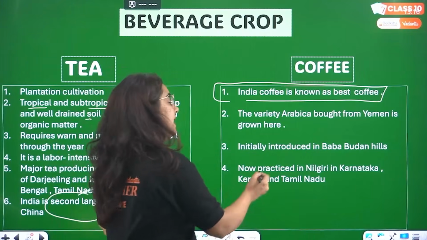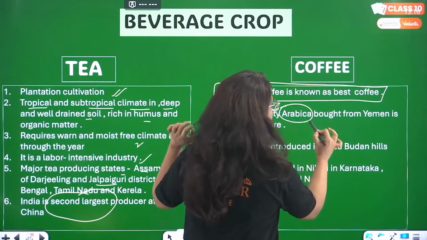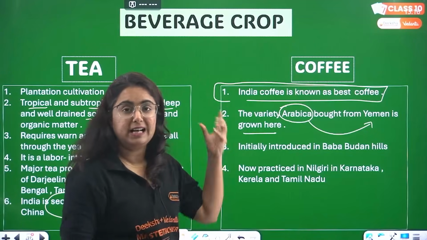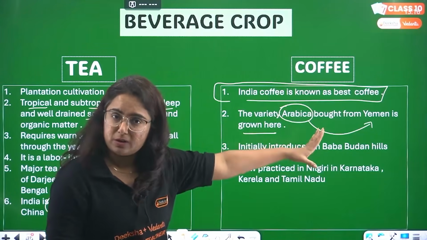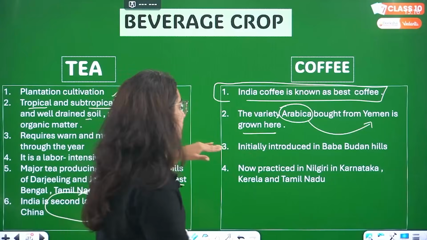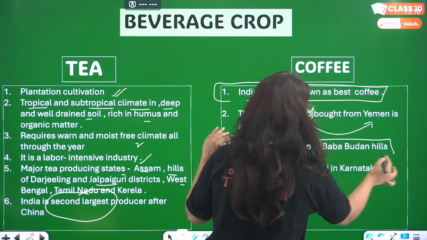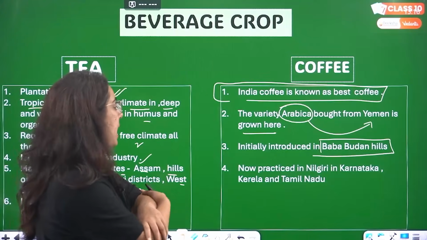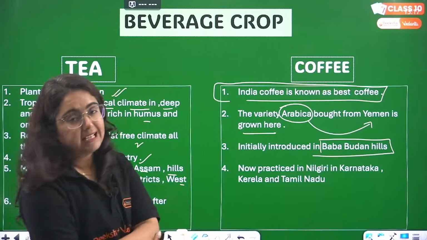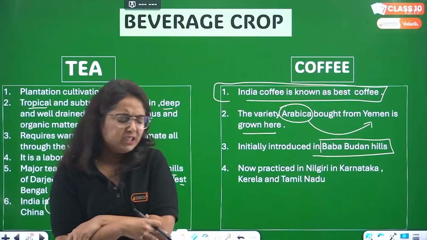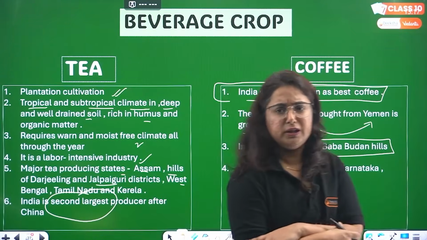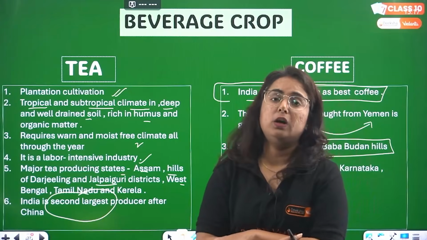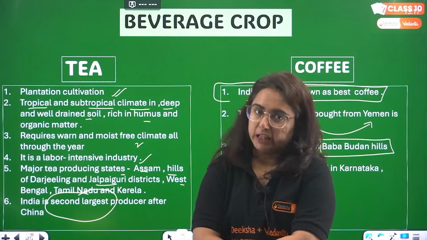The variety Arabica, right, that is brought from Yemen is grown here. So which type of variety is grown here? Arabica. We brought it from which country, beta? Yemen. Okay? Initially it was limited to the Baba Budan Hills, but it is now grown in the Nilgiri hills and the hills of Karnataka, Kerala and Tamil Nadu. However, the area is not much in terms of growing, but yes, the value is high because we grow the best type of coffee in the world.